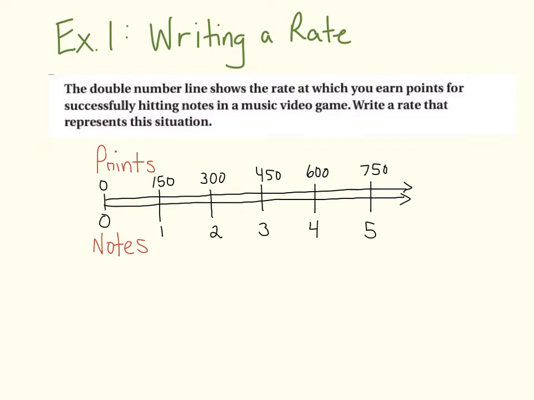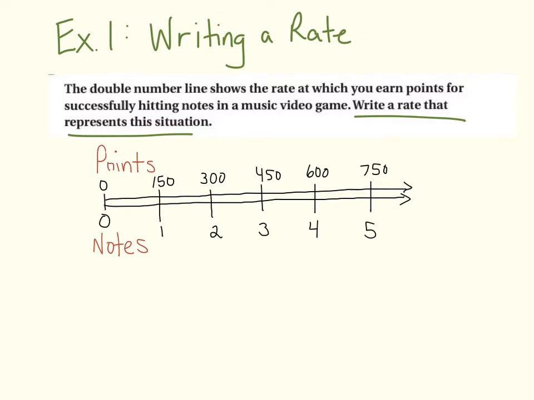In example 1, we're going to practice writing a rate, and we're using a tool here called the double number line, and that's what we're looking at down here. And the double number line in this case shows the rate at which you earn points for successfully hitting notes in a music video game. And they want us to write a rate that represents the situation. So when we look at this double number line, we can see we're comparing points to notes, and those are two different quantities, which is why we use the double number line here.